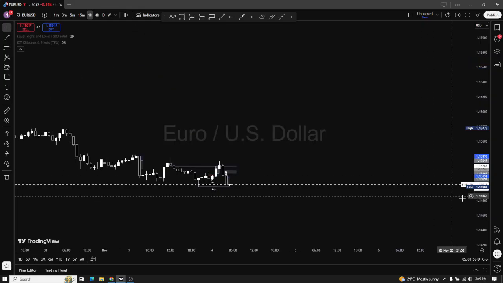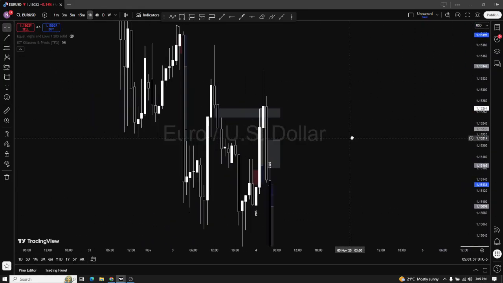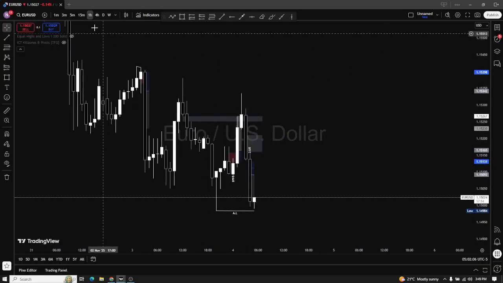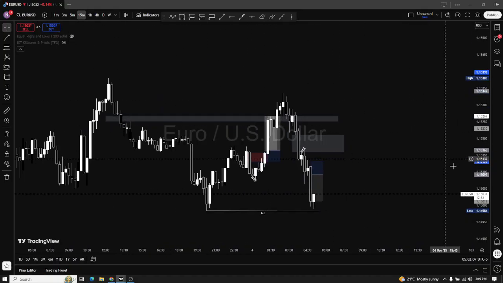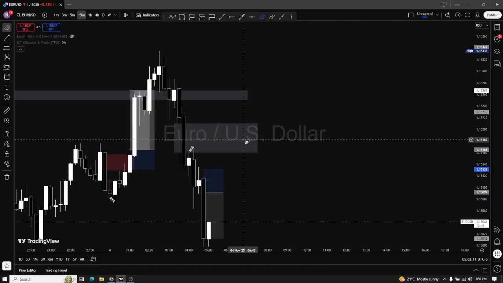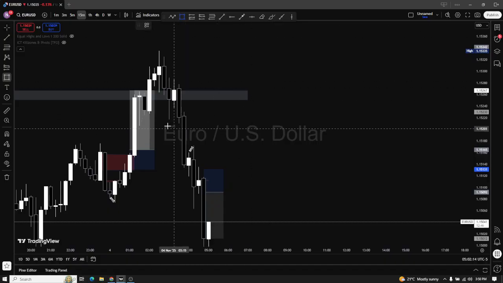On 1 hour time frame, what we can see here is market tapped into this 1 hour bearish fair value gap, which you can see over here. Once the market tapped into this 1 hour bearish fair value gap, we're gonna shift into 15-minute time frame. What we can see here is market came back for this retracement on this 15-minute bearish fair value gap.